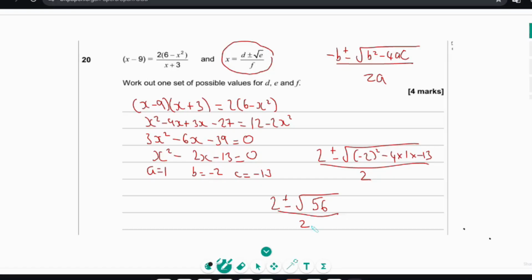So here, you could actually have d is 2, e is 56, and f is 2. Or I could simplify that more. Because if I root 56, that is the same as 2 root 14. And I could divide everything by 2, which gives me 1 plus or minus root 14 all over 1. So d could be 1, e could be 14, f could be 1.